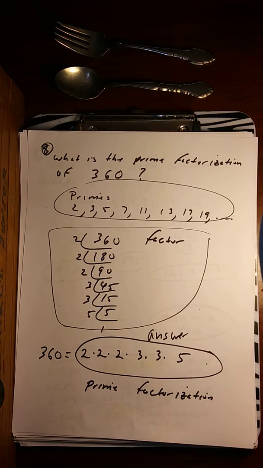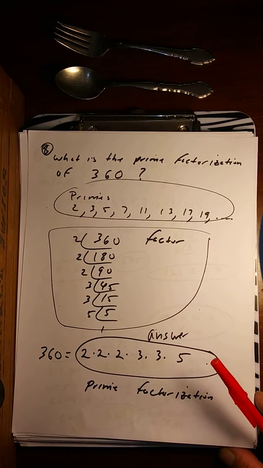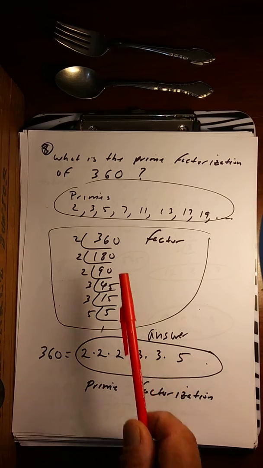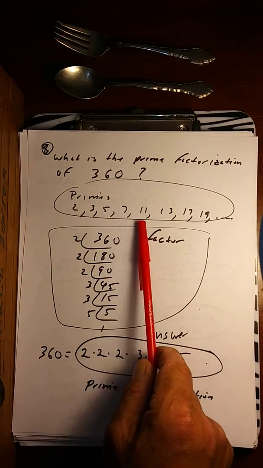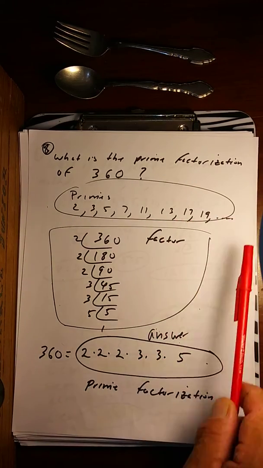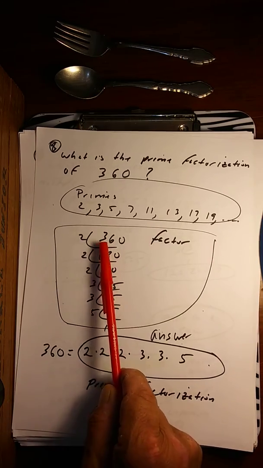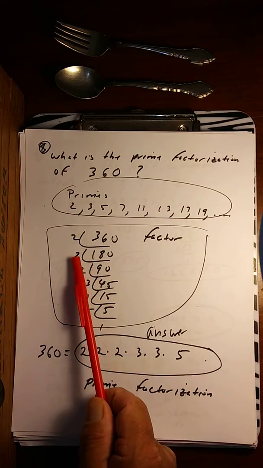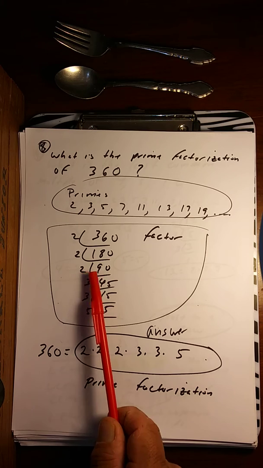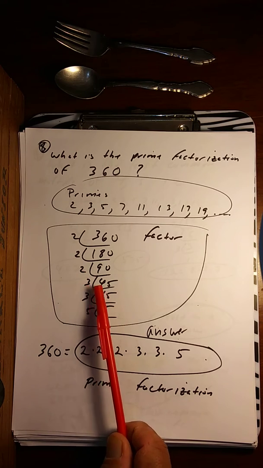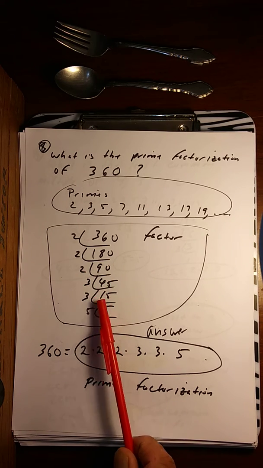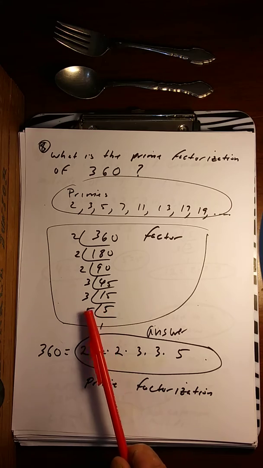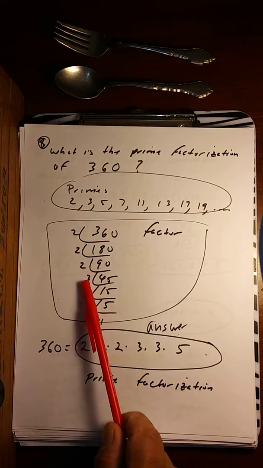What is the prime factorization of 360? What does that mean? That means the prime numbers 2, 3, 5, 7, 11, 13, 17, and keep going, there's more. Start with a 2. 2 divides 360, 180. 2 divides 180, 90. 2 divides 90, 45. 3 divides 45, 15. 3 divides 15, 5. 5 divides 5, 1.